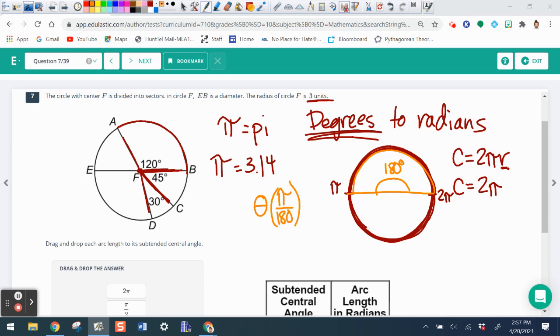Because pi and 180 degrees are actually two different ways to measure the same thing.